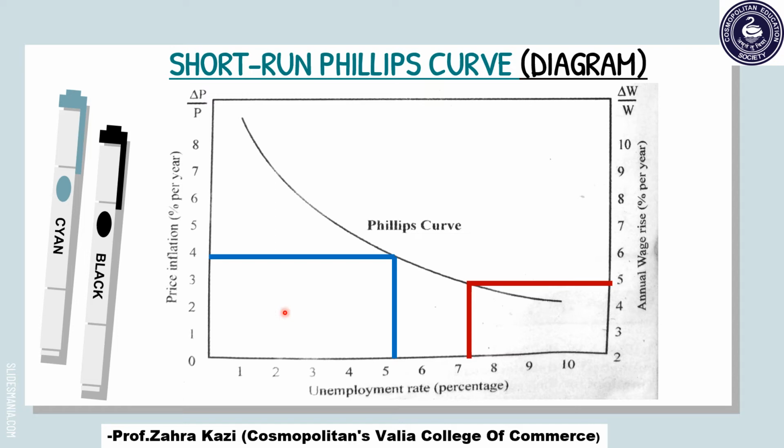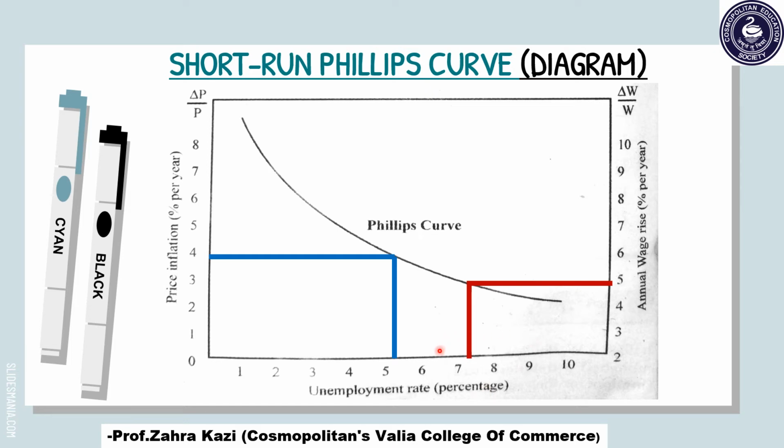This is another example, students. Kindly look at the blue and the red lines. If you look at the blue lines, you will understand that if the inflation rate is 4%, the unemployment rate ranges between 5 and 6%. On the other hand, if you observe the wage rate rise, you will understand that if the wage rate is 5%, the unemployment rate is between 7 and 8%.